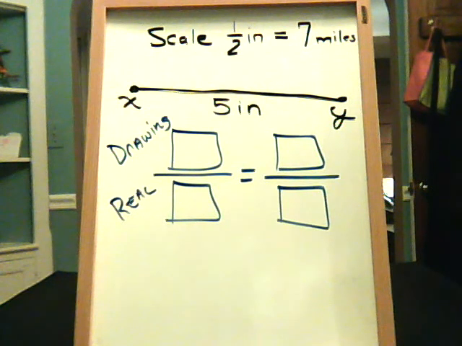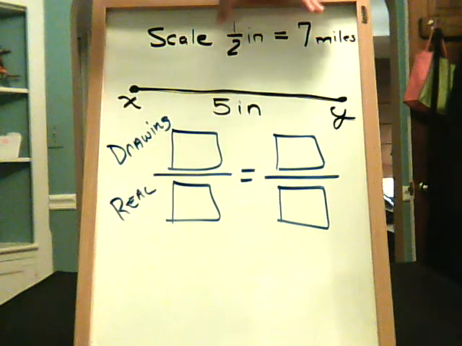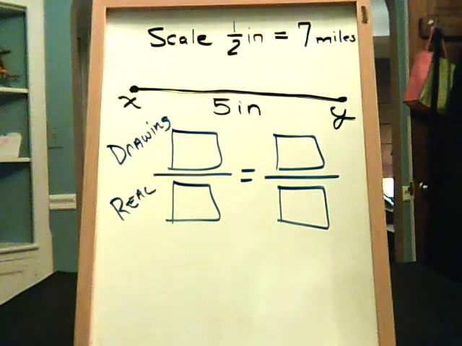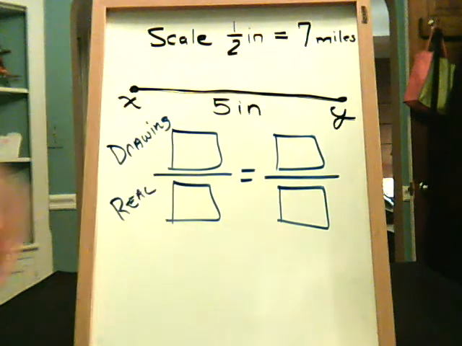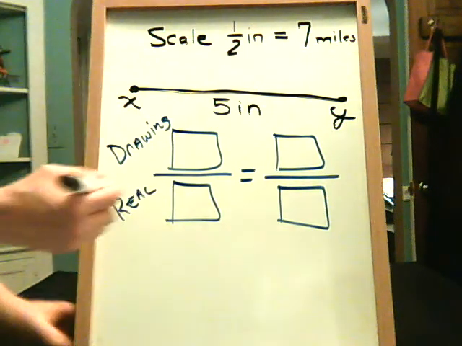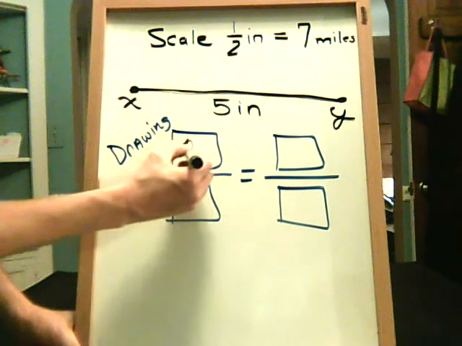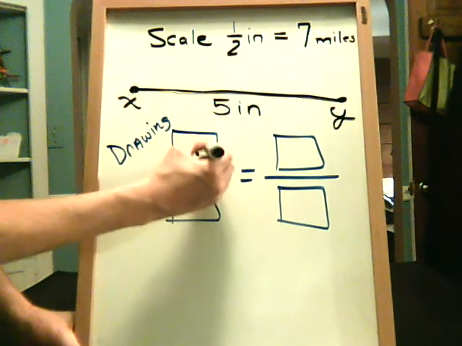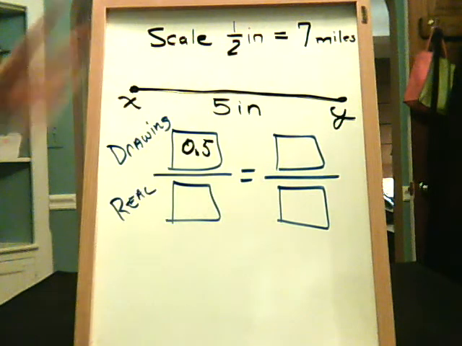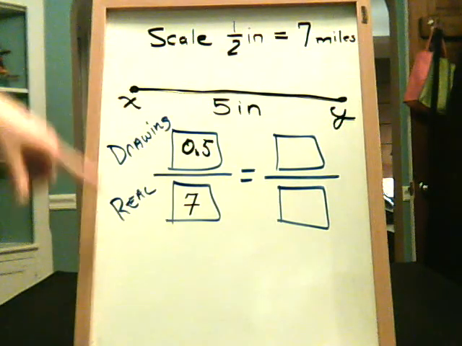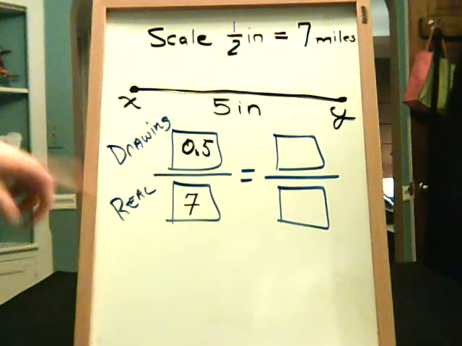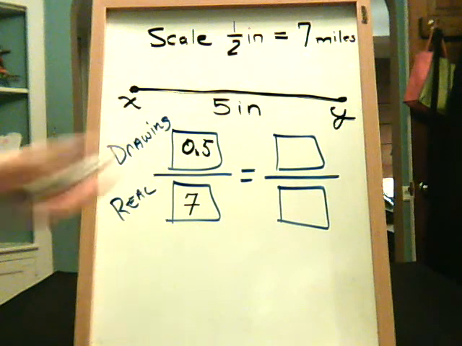The scale, 1/2 inch equals 7 miles, always gets transposed into the first half of your proportion. Now, a lot of students don't like to have a fraction within a fraction, so we typically take 1/2 and make it 0.5. Okay, it means find half of something, right? 0.5 over 7. Notice we have drawing over real. You could also say inches over miles, either way. And then you have 5 inches.